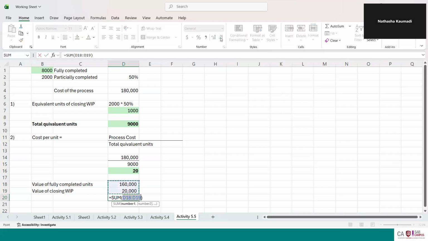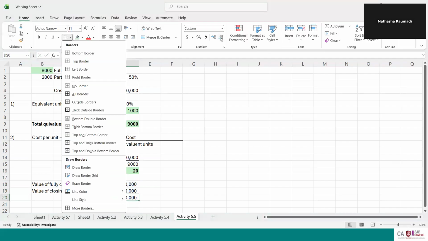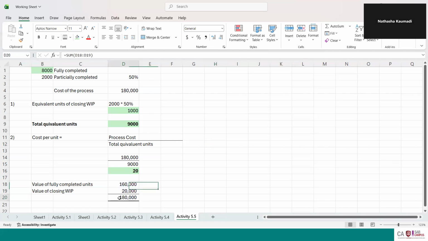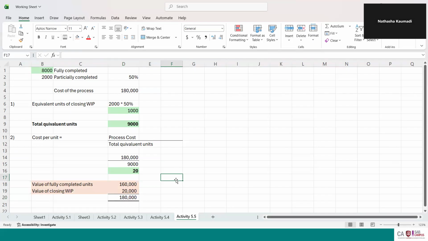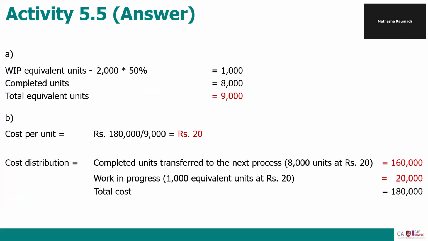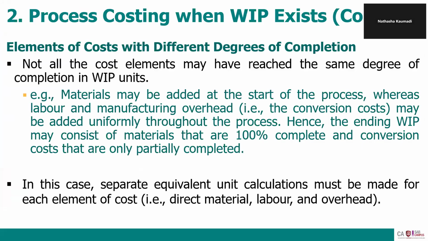Shall we take the total value and see? Yes, it's tallying to 180,000. This is how the cost distribution happens. 180,000 is the total cost of the process. So that is how you simply take the value of equivalent units and calculate the cost. I hope equivalent units are clear to you all.